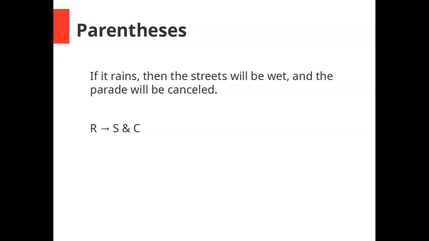But that is actually ambiguous. This, without any parentheses, it's not actually clear what it means. There are a couple of different things it could mean, right? It could mean if R, then (S and C), or it could mean (if R, then S) and C. What do you think is the right interpretation? What really is the structure of this sentence?